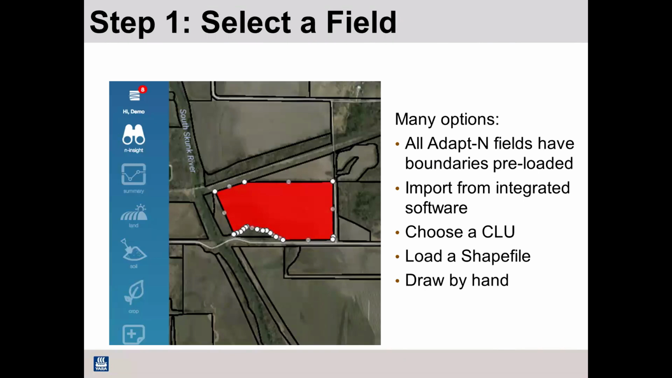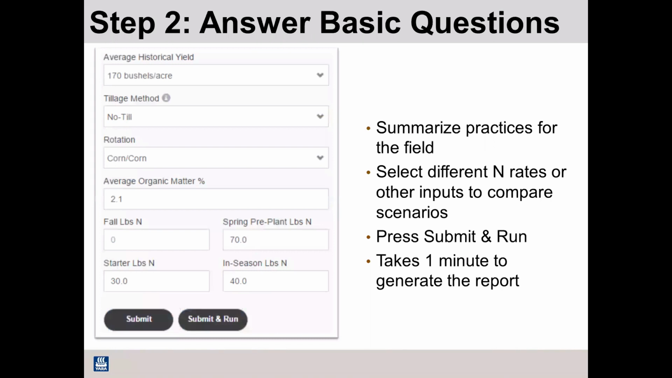So the first step, just like many other tools in the precision ag world in this day and age, is that we start with a field boundary. There are lots of different ways that boundary can come into our system. Choose the one that best fits your scenario and the availability of data that you have. And then we're going to ask for some basic generic data about the particular field.